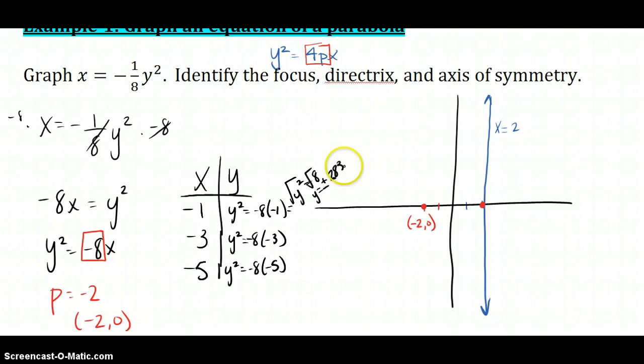2.83. So that means at -1, I have the points positive and negative about 2.8. So like right here and right here. So when I do -3, I should get about plus or minus 4.9. And 5, I get about plus or minus 6.3. So I have -3, about 4.9. And 4.9.